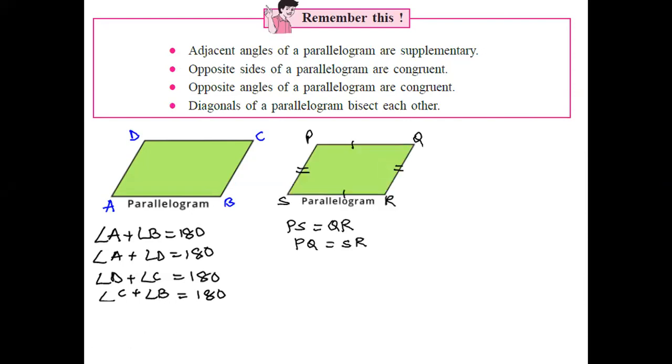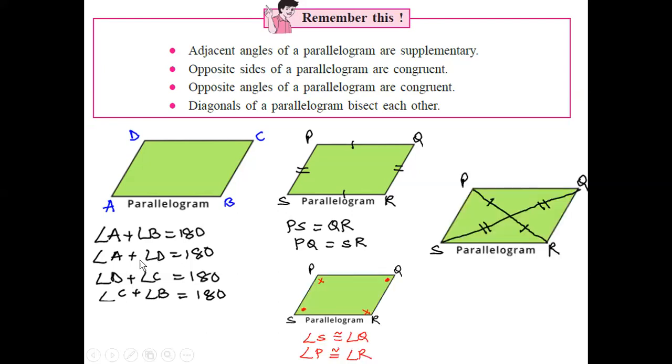Second, opposite sides are congruent. So PS is congruent to QR, SR is congruent to PQ. Next, opposite angles of a parallelogram are congruent. So opposite angles, you can see here, angle P is congruent to angle R. Angle S is congruent to angle Q. And lastly, the diagonals of a parallelogram bisect each other. So here you can see the diagonals bisect each other, which means they break each other into equal parts.